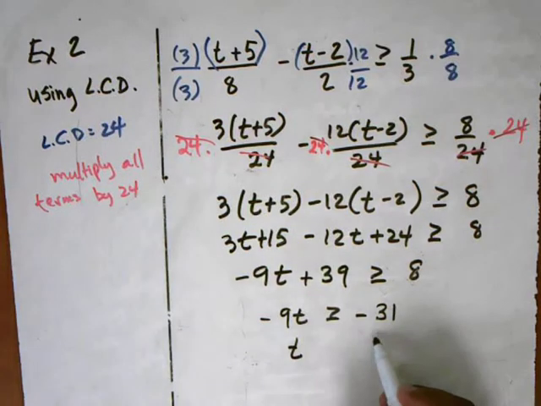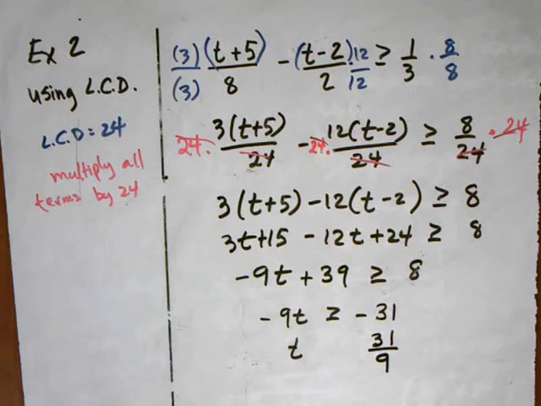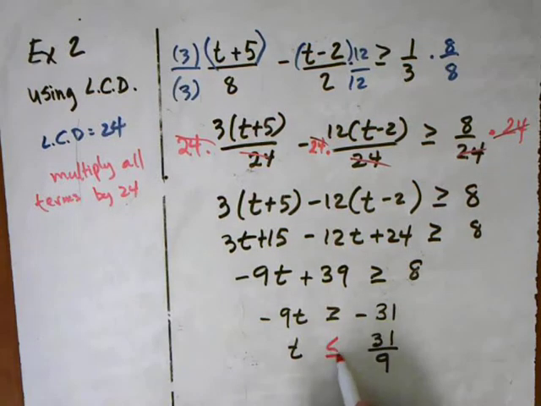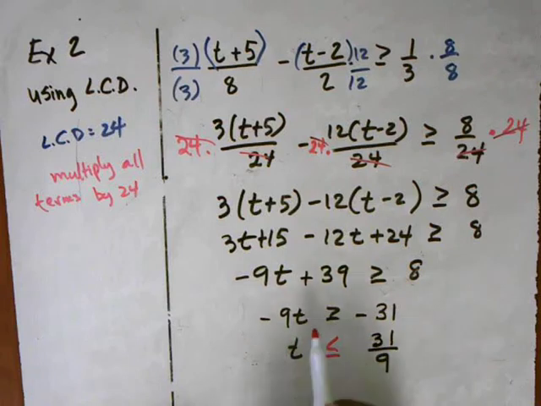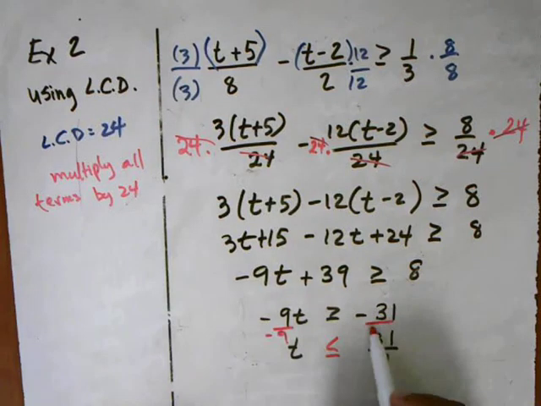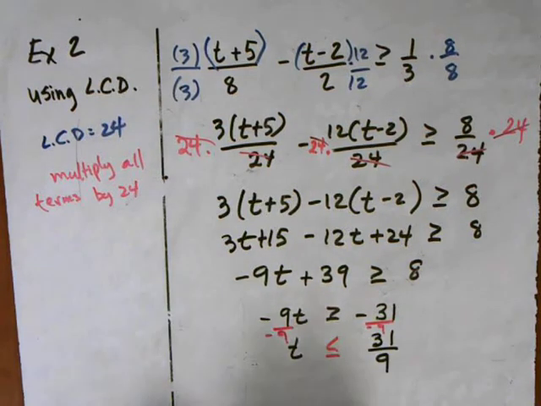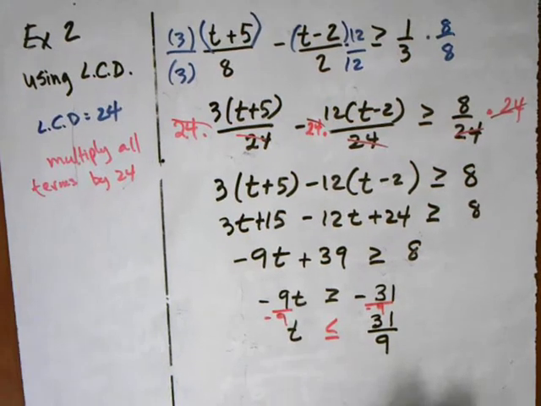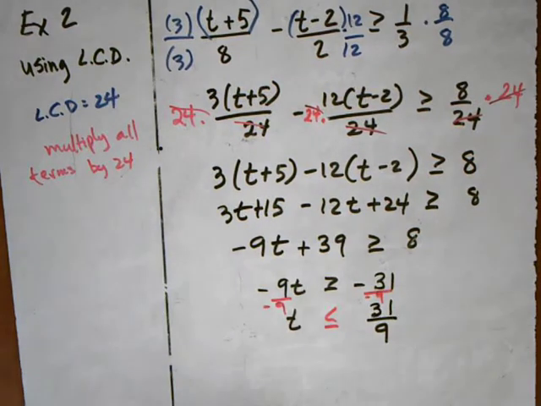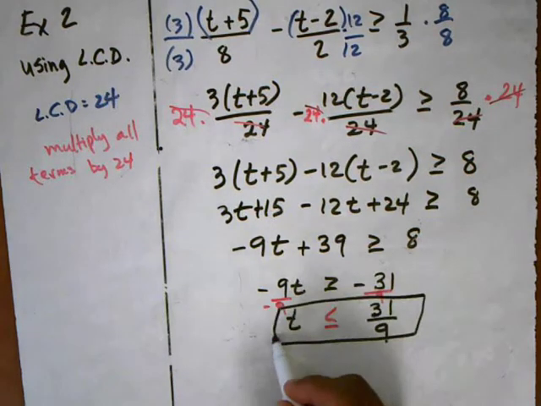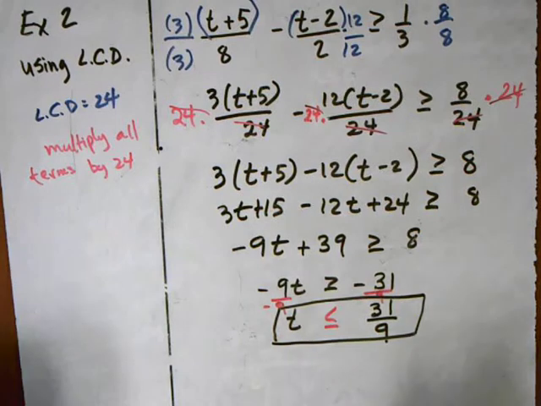So t is less than or equal to 31 over 9 because we're dividing both sides here by negative 9. Okay, and remember from our last discussion, when you divide an inequality by a negative number, you have to flip the sign. And let's just give our answers. Let's box our answers. Okay, so this is the mathematical expression.